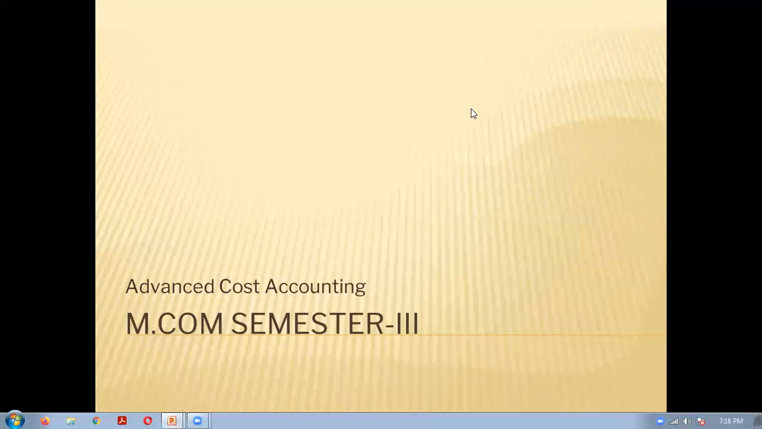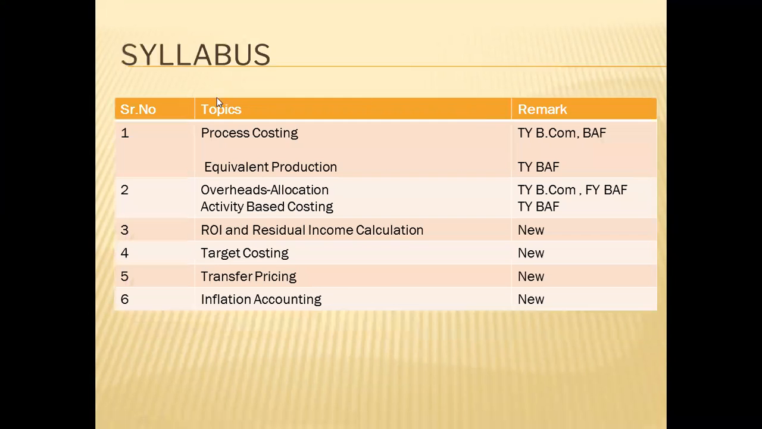Yeah. So in the last class, first we have seen the syllabus for advanced cost accounting, semester 3. So in total there are 6 topics: process costing, equivalent production, overheads, activity-based costing, return on investment and residual income calculation, target costing, transfer pricing, and inflation accounting.